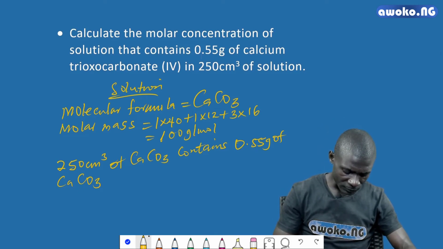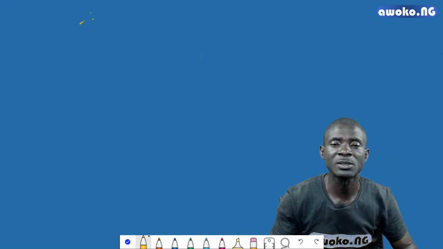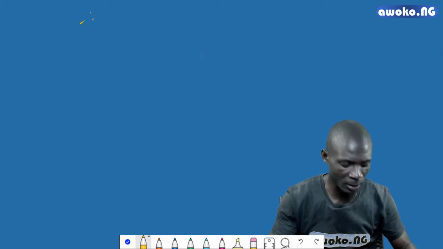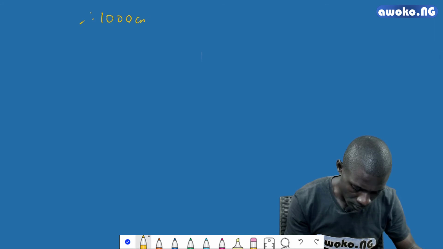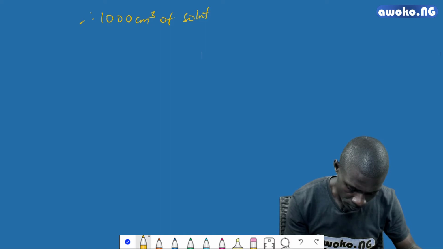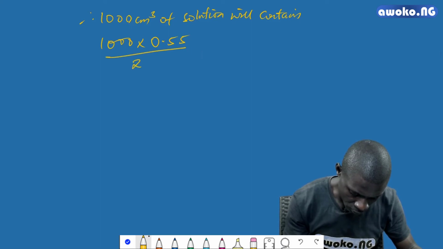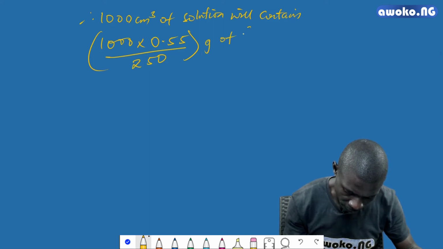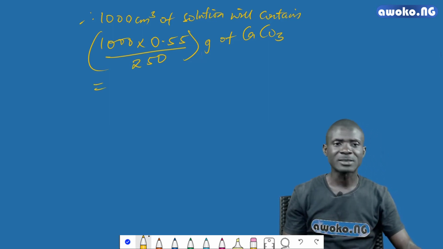So if this is that, therefore we can say if 250 cm cube of solution contains 0.55 gram of CaCO3, we can simply say therefore 1000 cm cube of solution will contain 1000 multiplied by 0.55 divided by 250 grams of CaCO3. It is as simple as that.